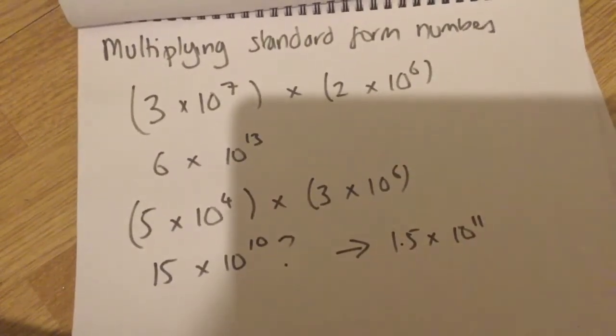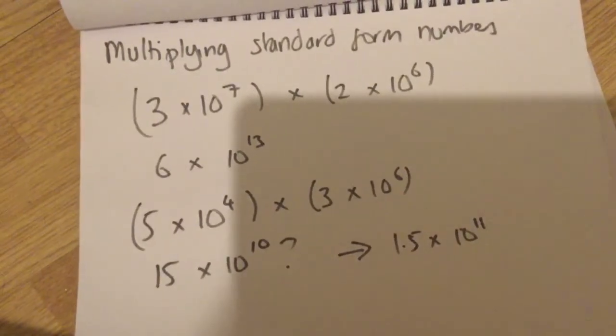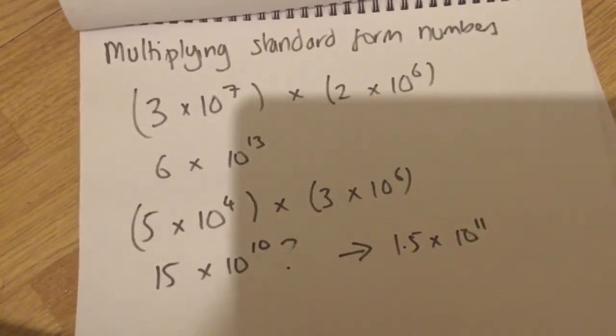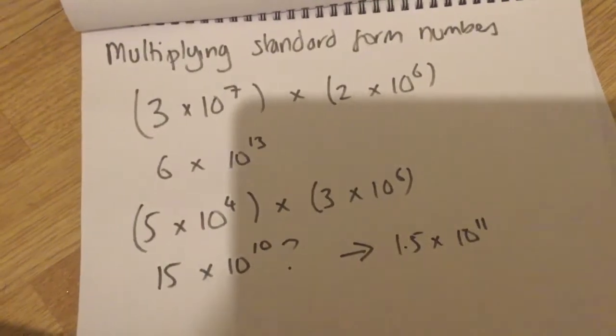Multiplying standard form numbers, easy enough. Multiply numbers in front, 3 times 2. Add the powers, 7 plus 6 is 13. 6 times 10 to the 13.